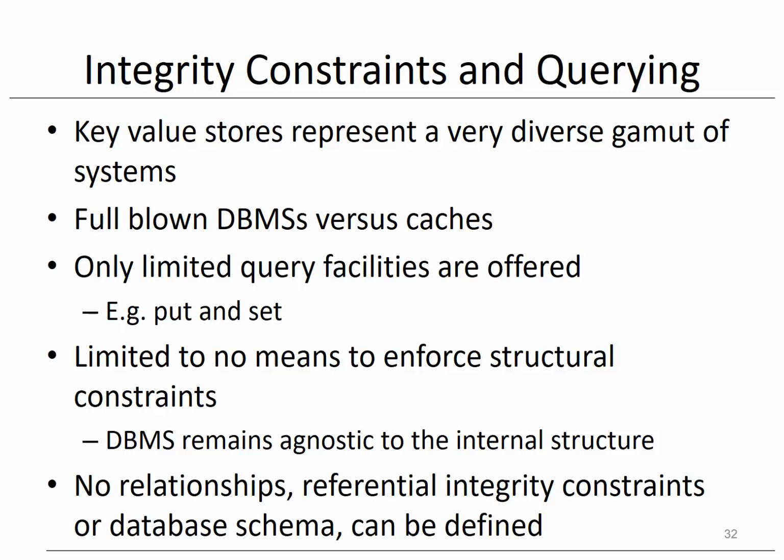Moreover, no relationships, let alone referential integrity constraints or database schema, can be defined over the respective elements stored in the database. Any constraints or relationships are to be managed and enforced entirely at application level. Therefore, the main feature of key value stores is their ability to offer a very efficient and scalable, yet simple environment for storing and retrieving unrelated data elements.